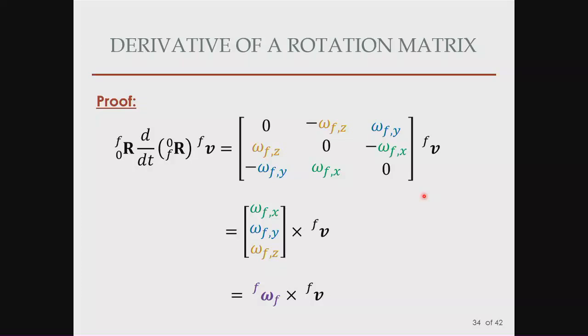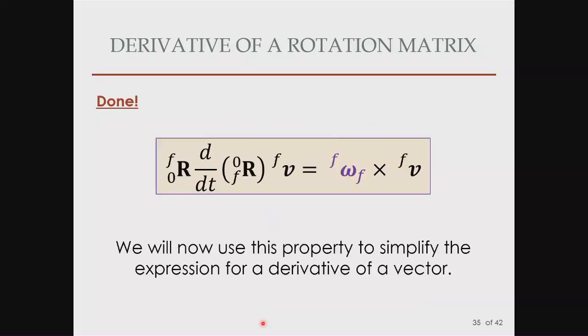And from here, I get this one, which, we recall, is the angular velocity of frame F expressed in frame F. Why? Because these were its 3 components along the axes. So we proved that property. That was the boring part. And this is the summary.